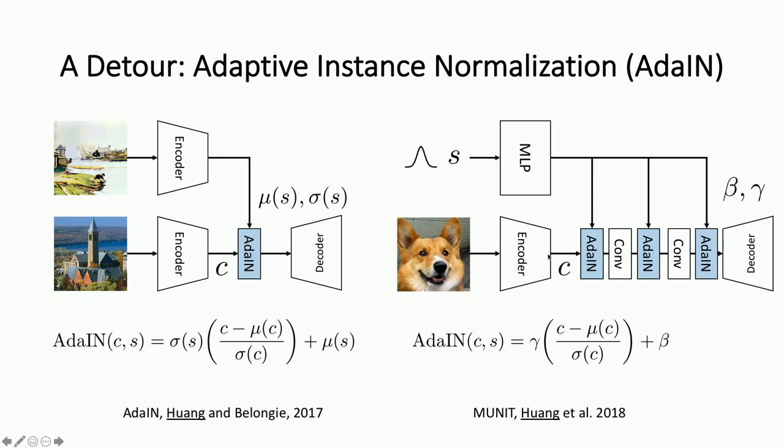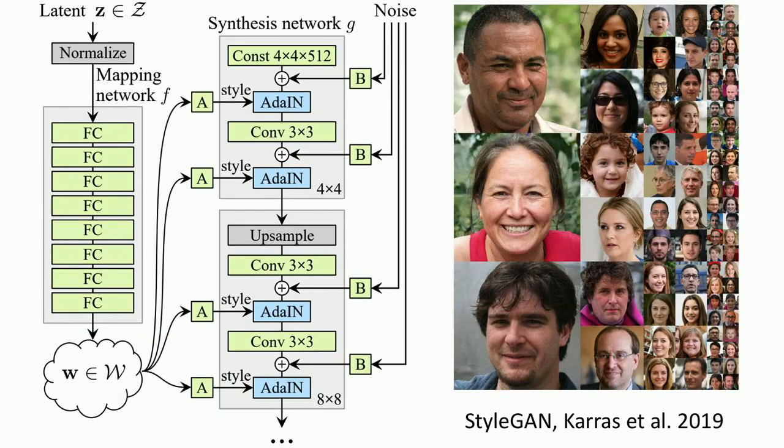Also, we can stack multiple of these, which I call AdaIN layers, after each convolution. The idea was later adopted in StyleGAN, and they use AdaIN in exactly the same way as ours does, but for unconditional image generation, and they got really impressive results.